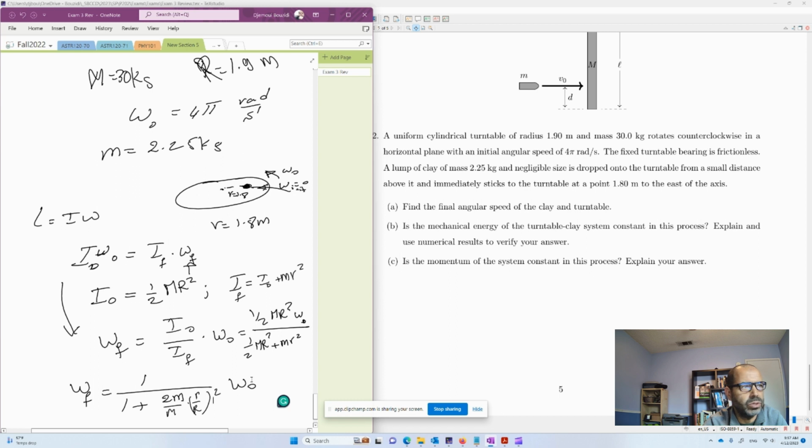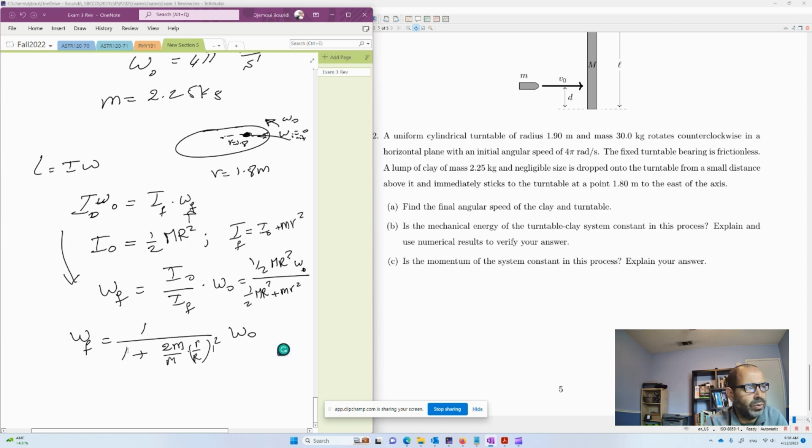Basically, I have omega naught, which is 4 pi. I have the M mass, which is 2.25 times 2, that's about 4.5 kilograms, divided by 30. And the radius is 1.8 over 1.9 squared. So it's going to give me a value for this whole expression, and it should be less than 1. So omega f should be less than 4 pi radians per second.